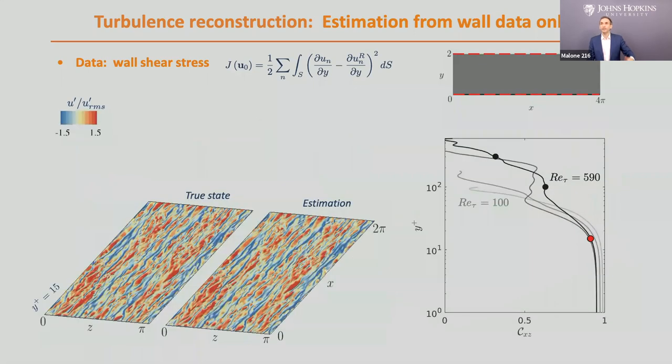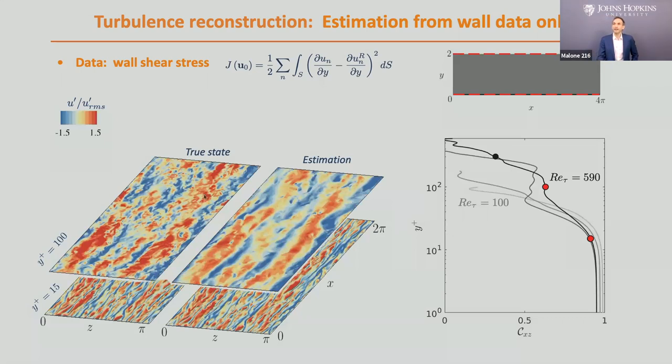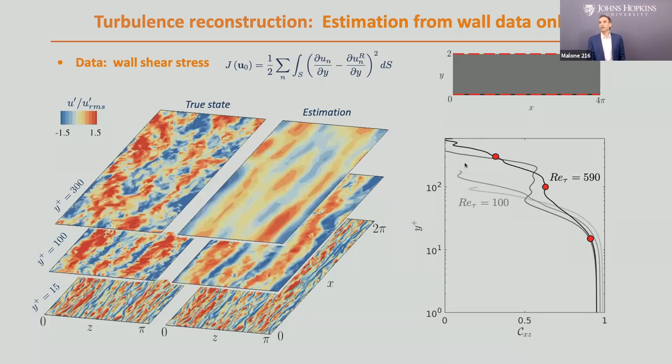We can try to quantify this. So here I'm plotting two planes at y plus equal to 15. So close to the wall where we're making the measurements. And you can see the true state and our prediction qualitatively similar. And here I'm plotting the correlation coefficient between those two planes. So the first point is at y plus 17. So you have a correlation of over 95%. If you move further up, you can see our reconstruction is not as accurate. You can see the correlation dropping. This is a Reynolds number 590. And if you go up even further towards the channel center or in the log layer, the correlation drops.